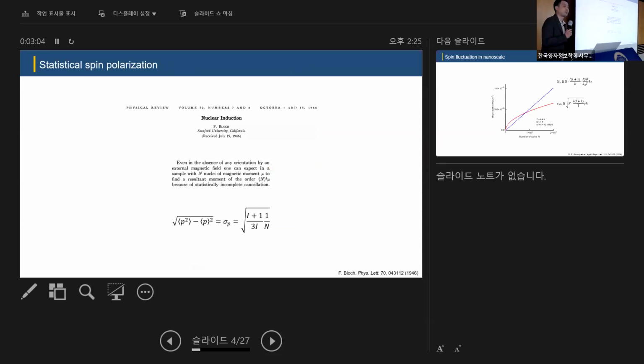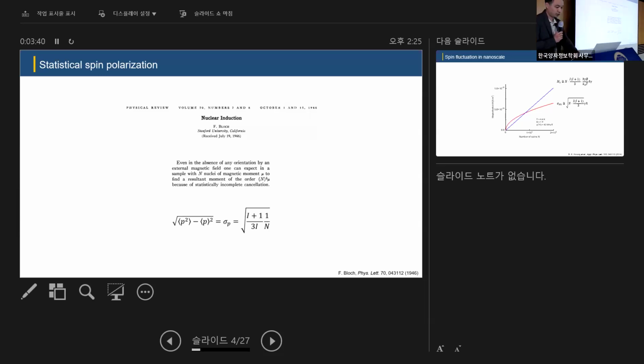While traditional MRI relies on signals from thermal polarization, nano-MRI typically measures statistical polarization. Thermal polarization arises from the alignment of nuclear spins in thermal equilibrium along a magnetic field. However, the statistical polarization results from the randomly oriented magnetic moments, but it's statistically polarized at a specific time.